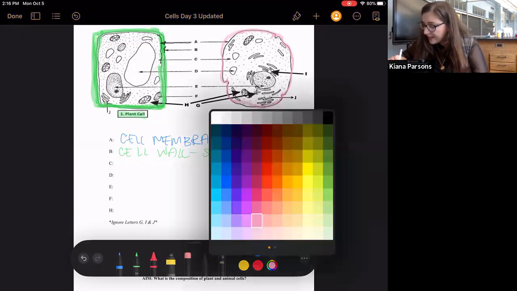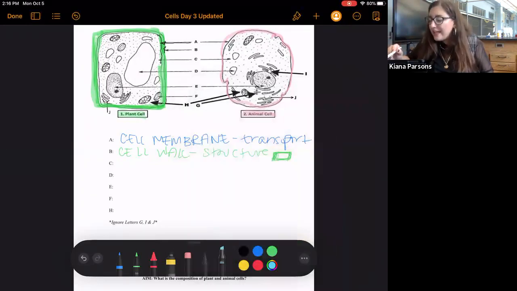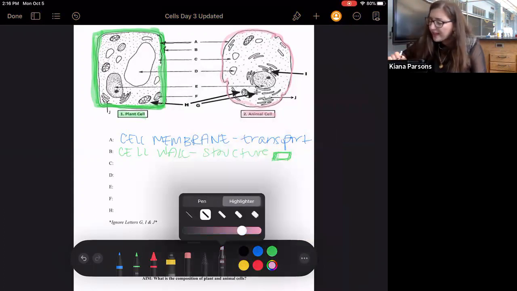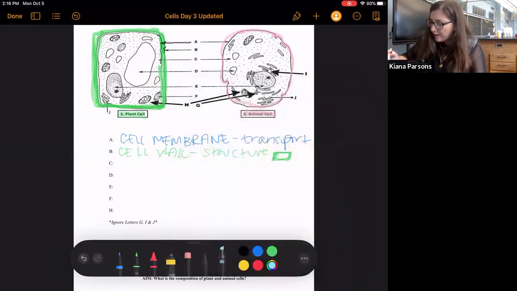And letter C is showing us something in both the plant and animal cell. And you can see that within the cells, there's this dotted, almost like the background, right? And this is a jelly-like substance. And within this jelly-like substance, all of the other organelles are suspended.